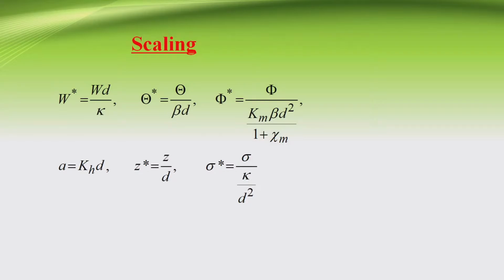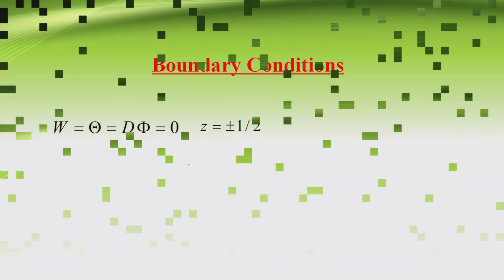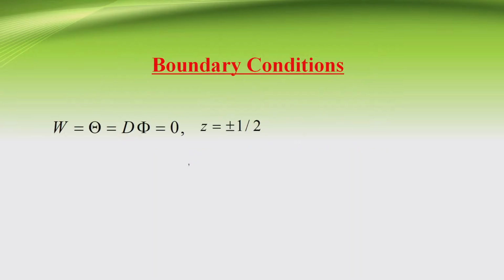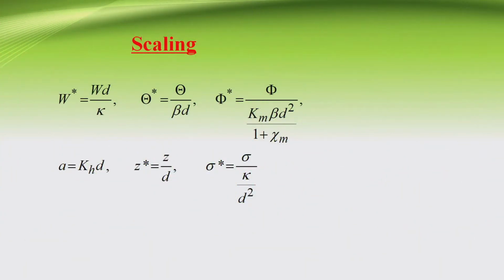We can arrive at the non-dimensional form of the given governing equations. We give some infinitesimally small disturbance, and these are the equations in the perturbed state, where lambda 1 and lambda 2 are the stress relaxation time and strain retardation time. W dash is the vertical velocity in the perturbed state, phi dash is the magnetic potential, and the second equation goes with the second sound, and tau is a constant with the dimension of time.